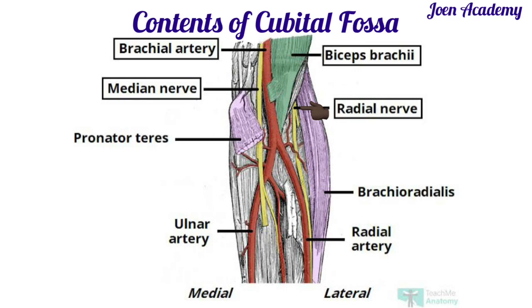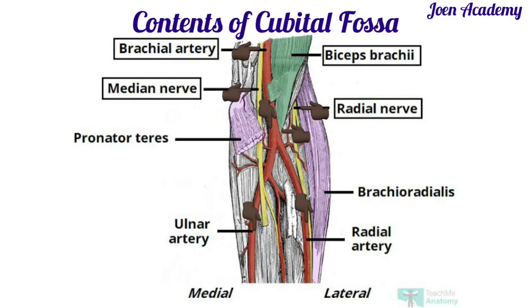The next content is the biceps tendon. The biceps tendon passes centrally through the cubital fossa and attaches to the radial tuberosity immediately distal to the radial neck. It gives rise to the bicipital aponeurosis, which contributes to the roof of the cubital fossa. The next structure is the brachial artery. At the apex of the cubital fossa, the brachial artery bifurcates into the radial and ulnar arteries.